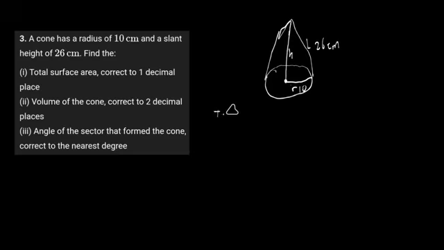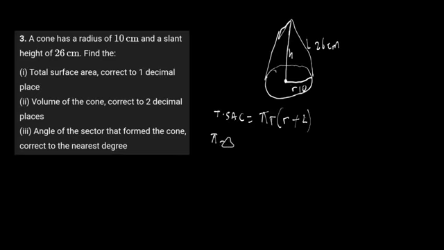The total surface area of a cone is equal to pi r open bracket r plus the slant height. This is the formula for the surface area of a cone: pi r open bracket r plus the slant height.